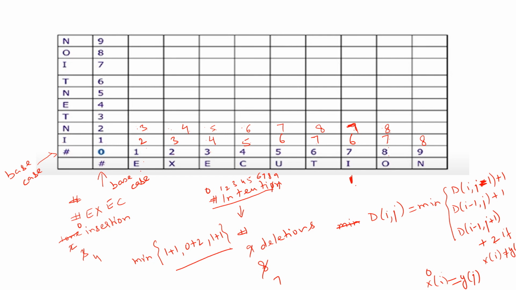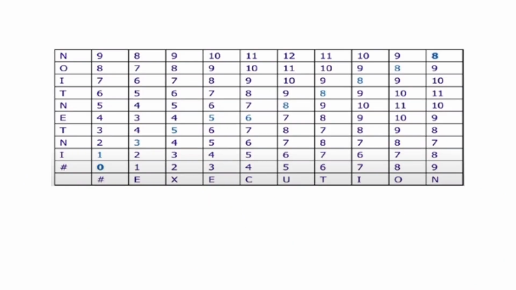Again, we'll have 8. And once my characters are the same, then the cost will be taken from the diagonal. So likewise, I need to repeat the process. So my edit distance is the extreme right corner, that is my d of n m. So I got edit distance as 8.